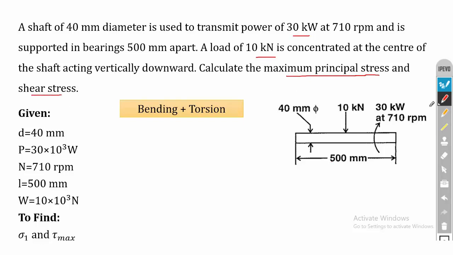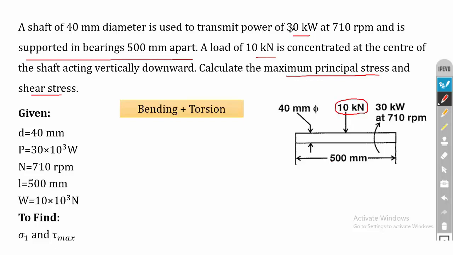First, by looking at this diagram, you can see that a 10 kilonewton force is acting at the center of the beam. This beam is actually a simply supported beam, because in the problem they have clearly mentioned that the shaft is supported in bearings 500 mm apart. So the shaft is simply supported, and this 10 kilonewton load is acting at the center. So the first load is a bending load.